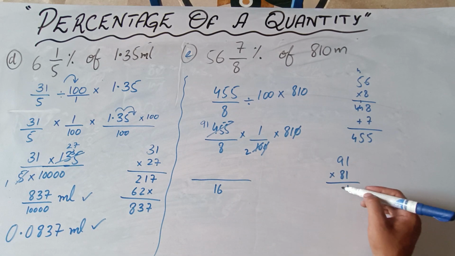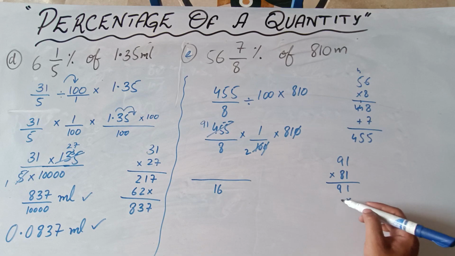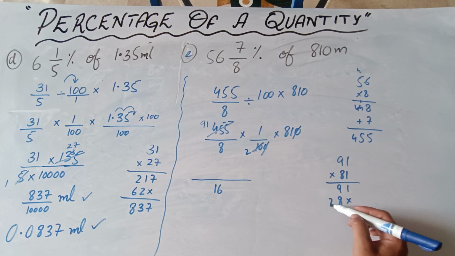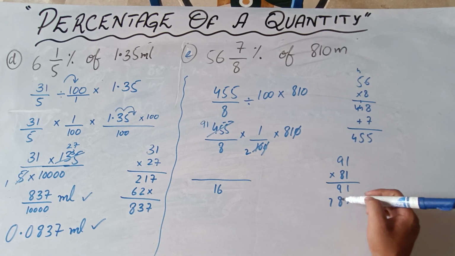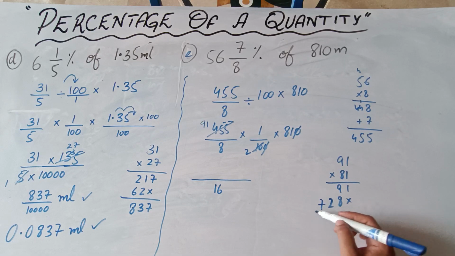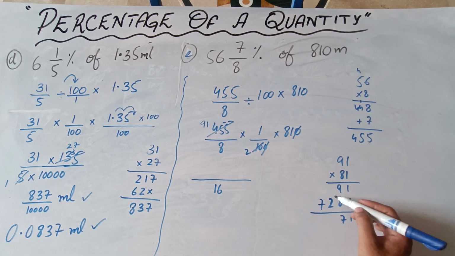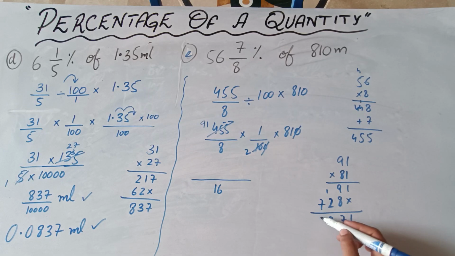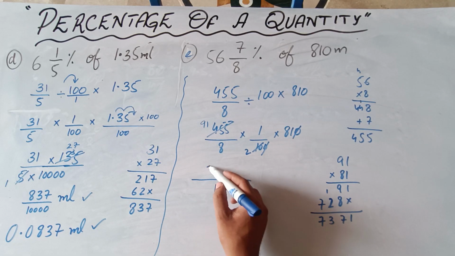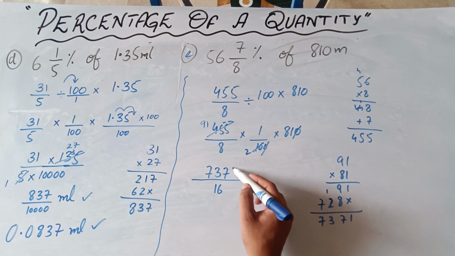1 1s are 1, 1 9s are 9, 8 1s are 8, 8 9s are 72. So 1 7 3 7, 7 3 7 1.